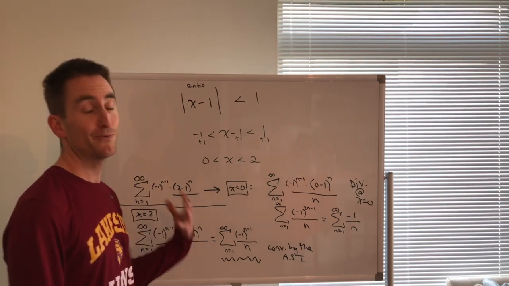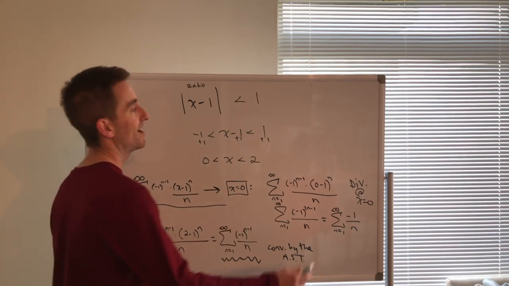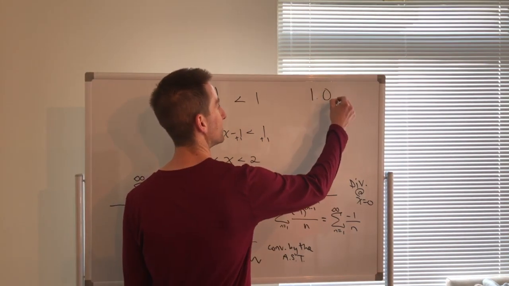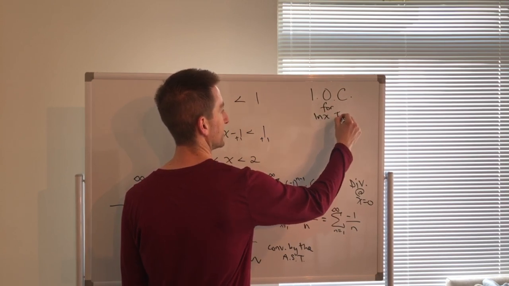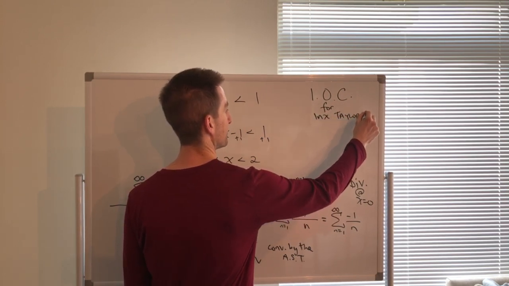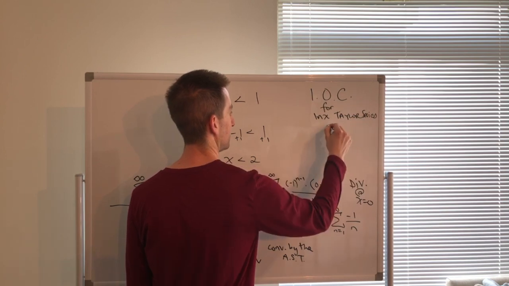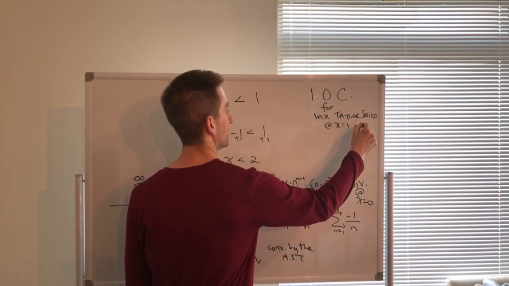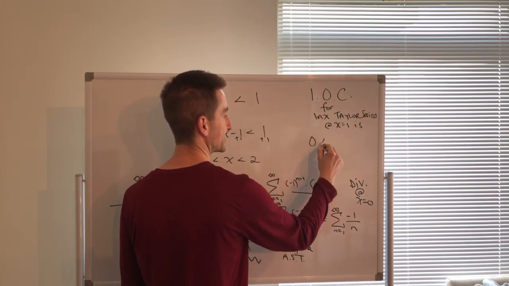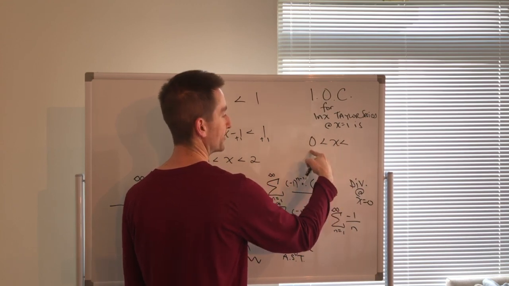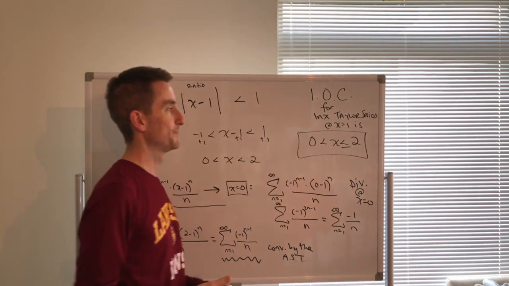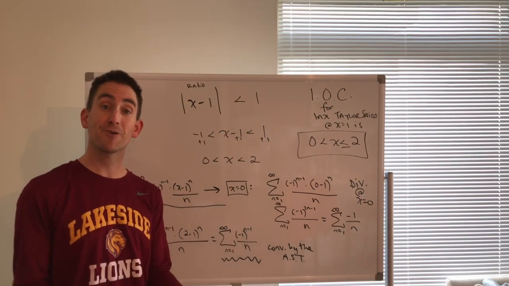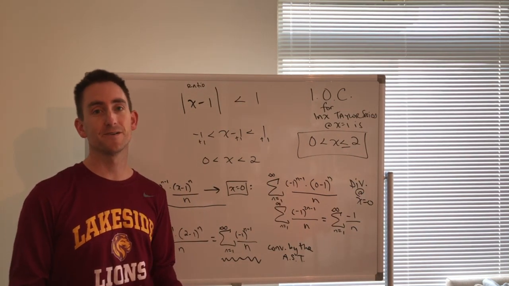And so what we have finally concluded is that the interval of convergence for the natural log of x Taylor series at x equal to 1 is all values of x between 0 non-inclusive and 2 inclusive. And that is the process for finding the interval of convergence.